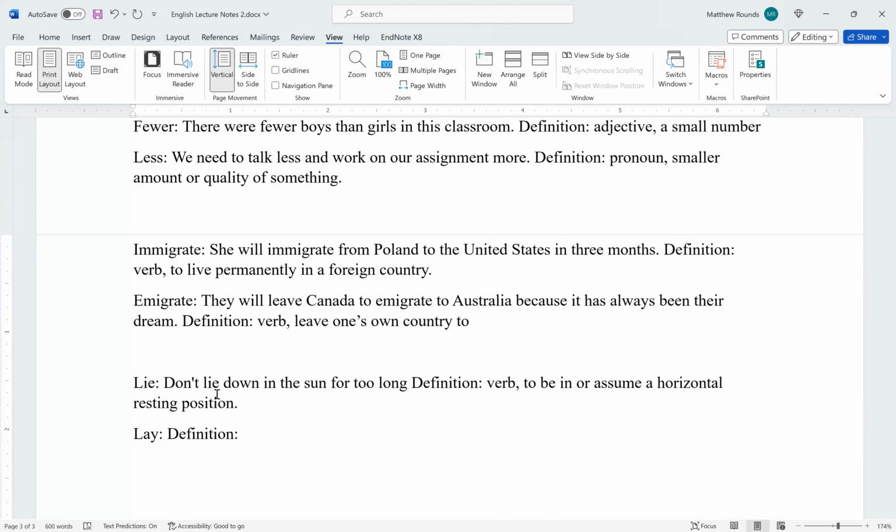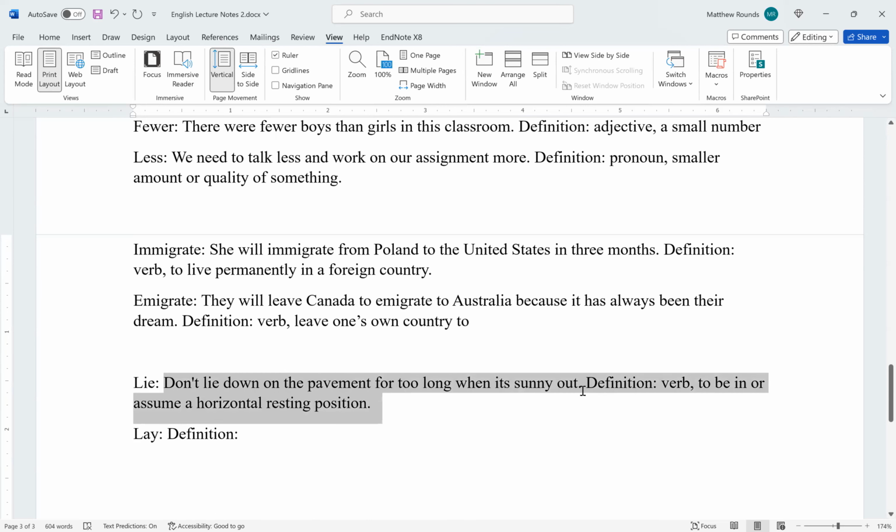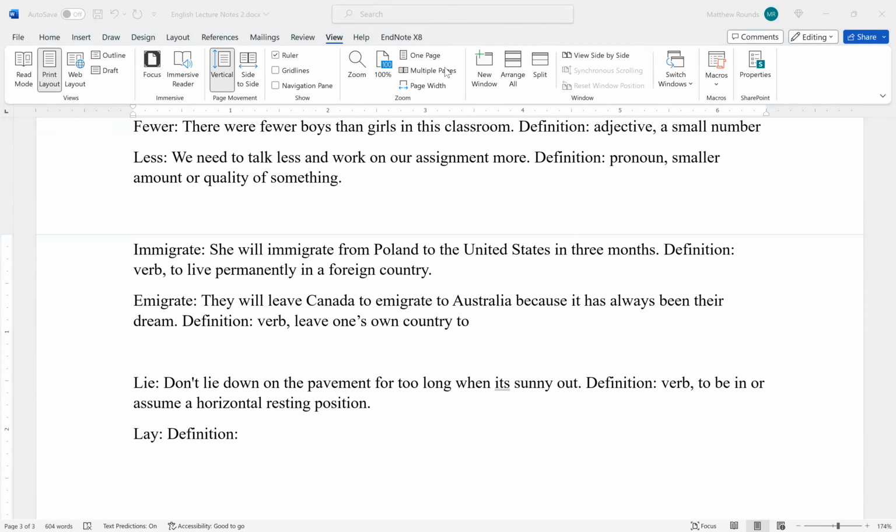This might be a better way for us to do this: Don't lie down on pavement for too long when it's sunny out. The difference between what you wrote and what I wrote is that while I understand what you're saying, don't lie down in the sun for too long, it almost sounds like you're lying down inside the sun. But I think what you meant is, don't lie down outside for too long when it's sunny out. Is that true, or am I way off? Yeah, that's what I meant.